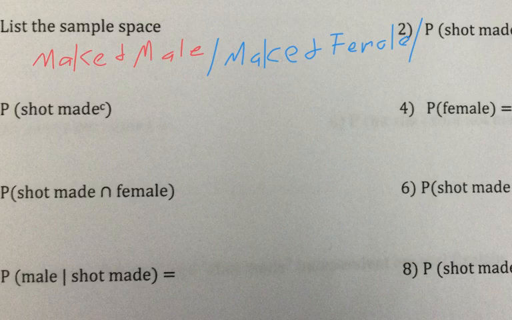Okay, what would be the next branch coming down? Miss and male. Miss and male. And then the last branch. Miss and female.